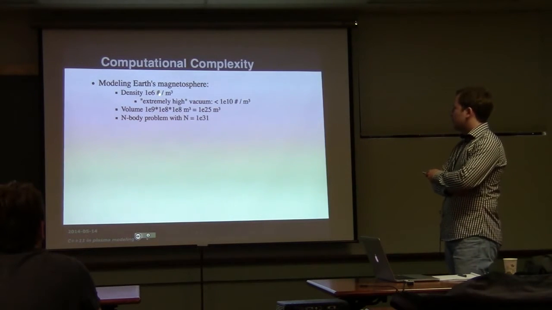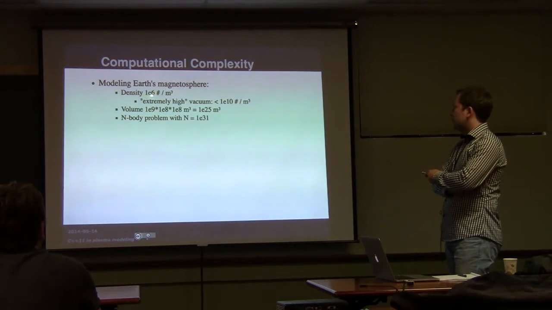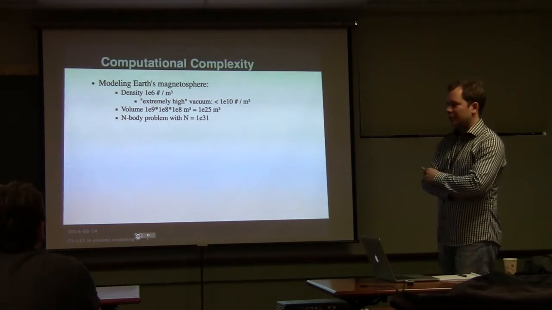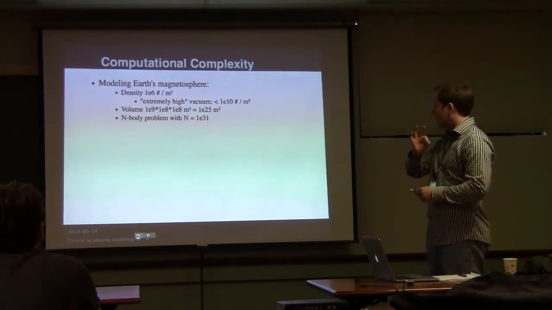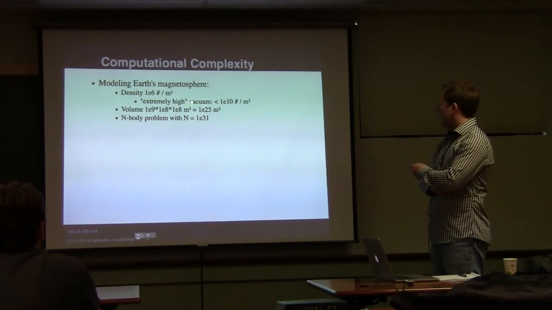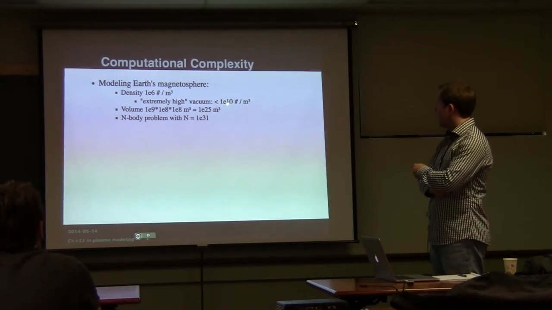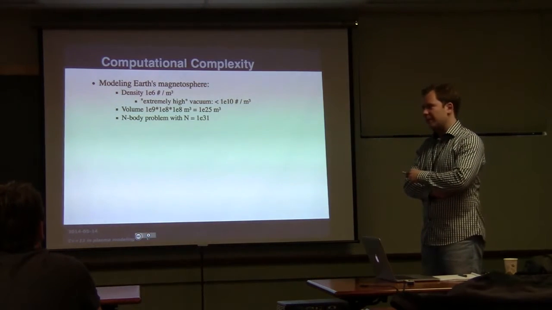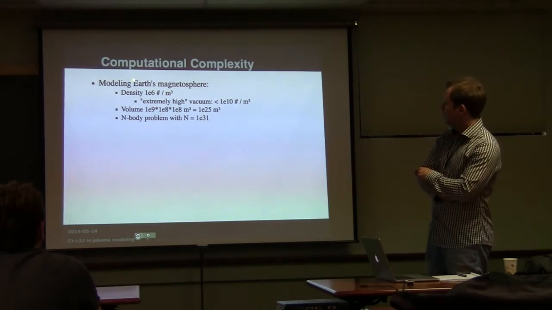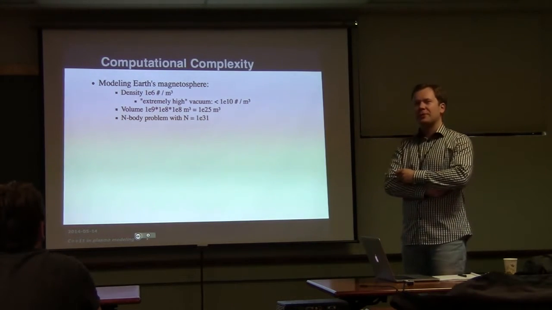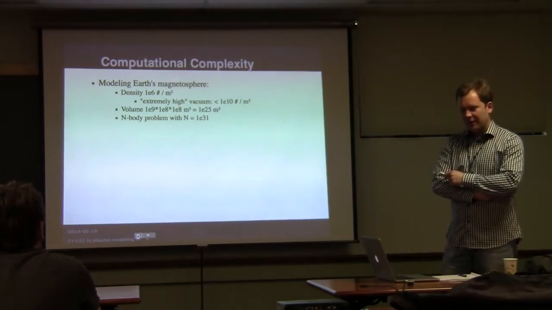So let's take a crude estimate. You have a density of like 1 million particles per cubic meter, or 1 particle in about this size volume. For example, Wikipedia lists that 10^10 particles per cubic meter is already extremely high vacuum. So this is also much more vacuous than anything that can be done in a laboratory.